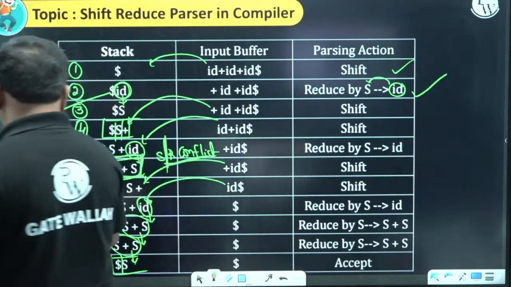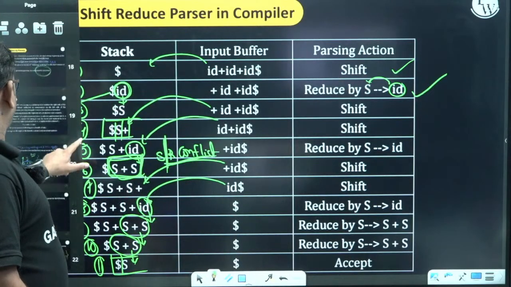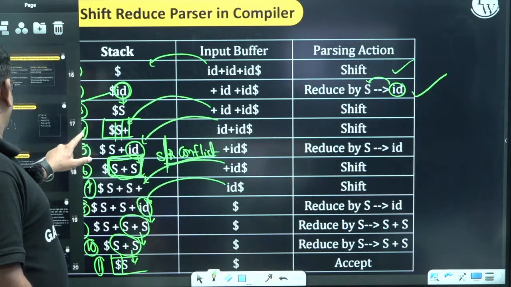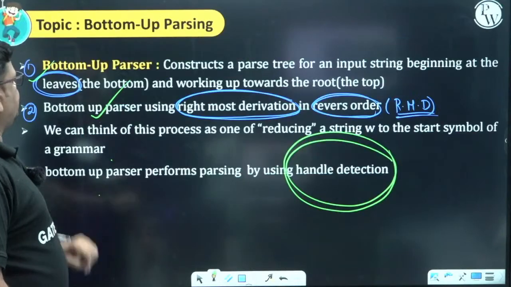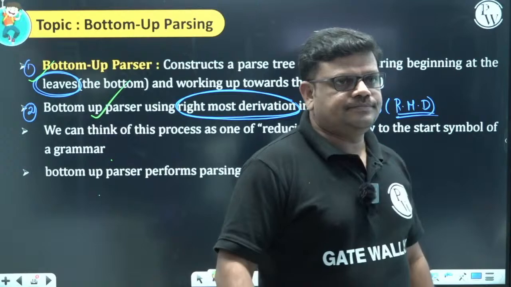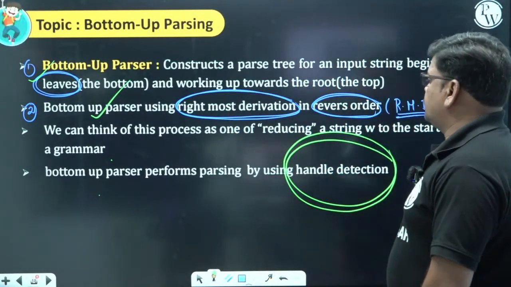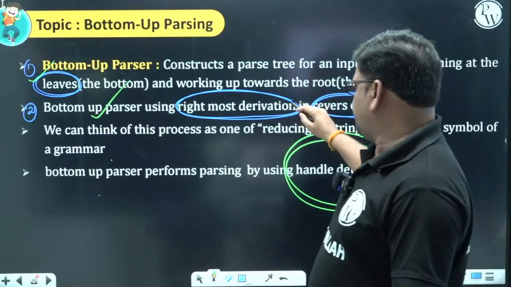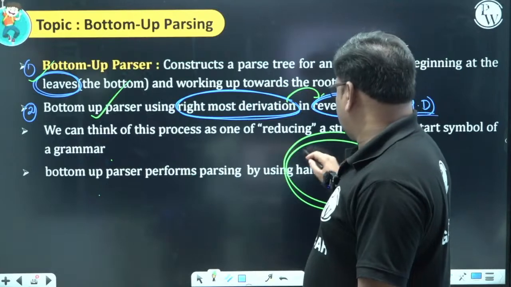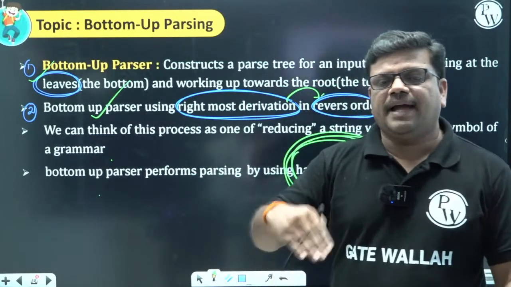Let me revise once what we have studied today. In today's session, we have discussed what a bottom up parser is, the way of construction of a bottom up parser from bottom to top, rightmost derivation in reverse, and what handle detection is. This is a major concept. So all these are manual things.